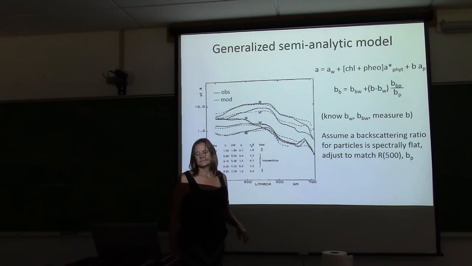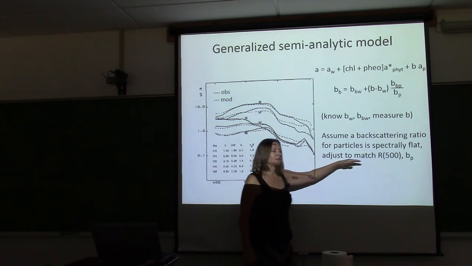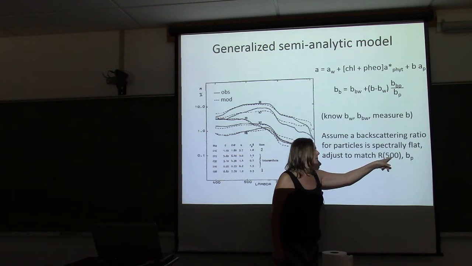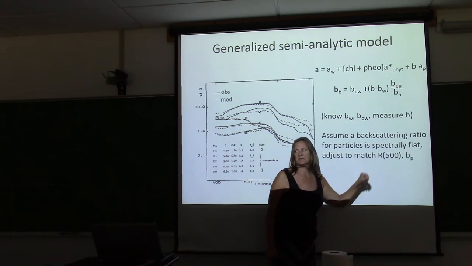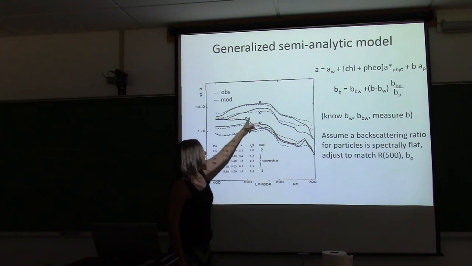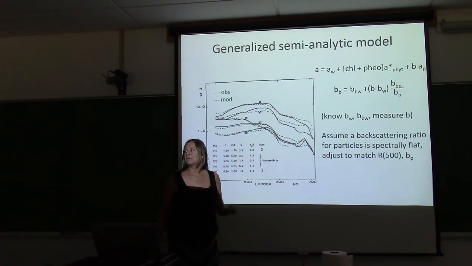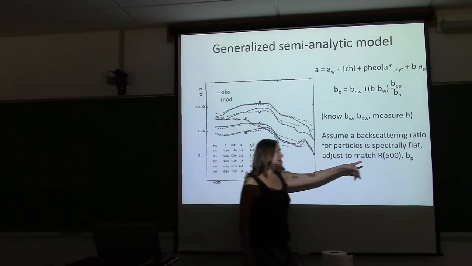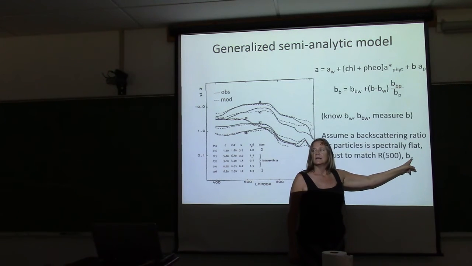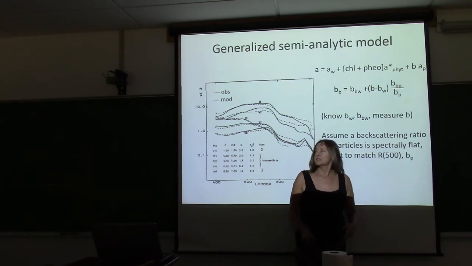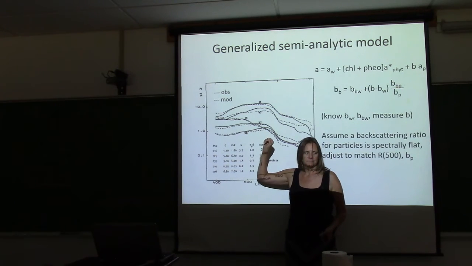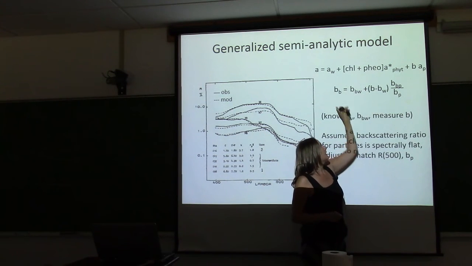Well, what are you going to do? Let's assume it doesn't vary spectrally, that the spectrum of scattering looks like the spectrum of backscattering. And we're just going to muck around until we figure out how to match our modeled and measured spectrum at 500 nanometers, right here. And we're going to call that whatever value we have to make b_p b, that's what we're going to do. Just adjust it till we get modeled versus measured there, and then follow the model through here.